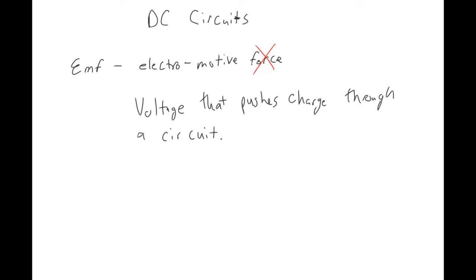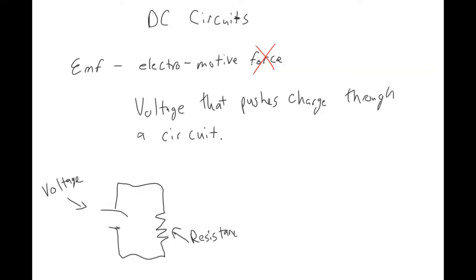And how it's different from just a regular voltage is that if we look at this circuit diagram, here's our voltage source, and here's our resistance. In an ideal world, we can use our Ohm's law equation. If we know this resistance R and this voltage V, then we can find the current flowing through the circuit. So this is the ideal case.